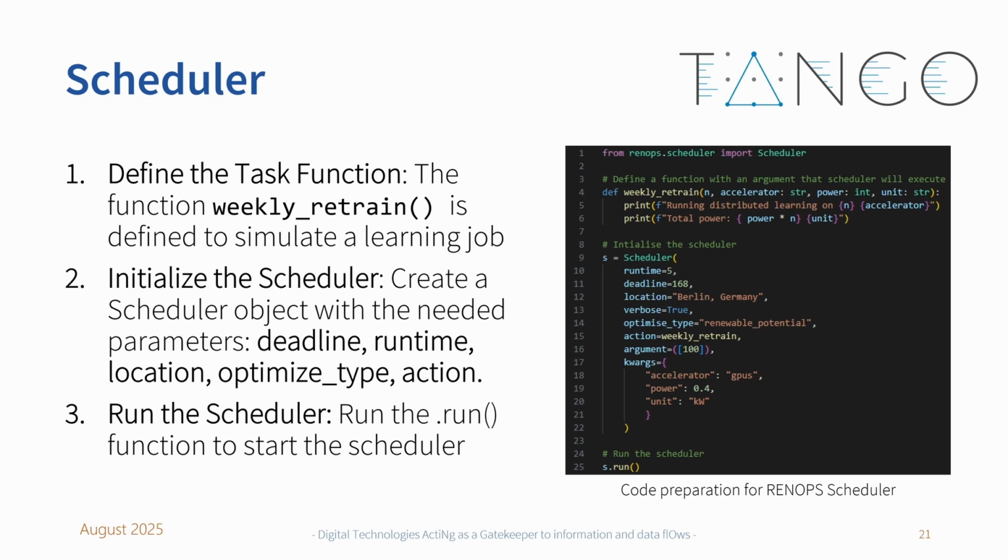Finally, run the scheduler, which will automatically fetch the relevant forecast data, analyze it to determine the optimal time window within the deadline, wait until that time, and then execute the task function with the provided arguments.